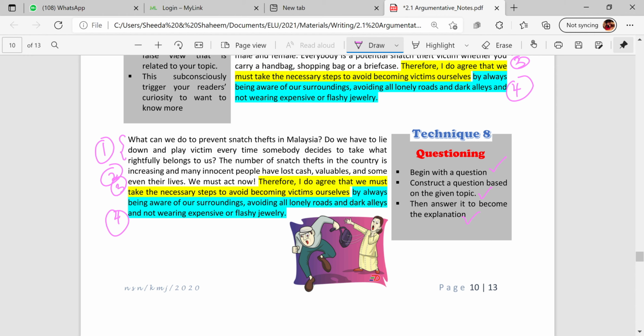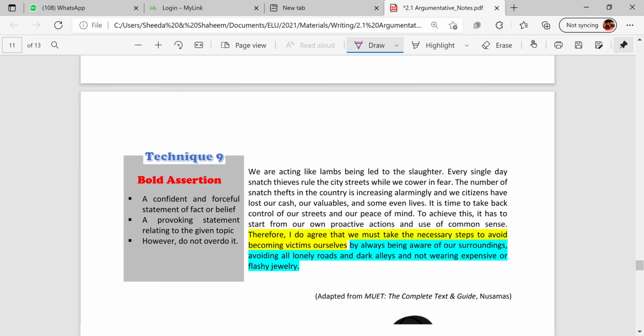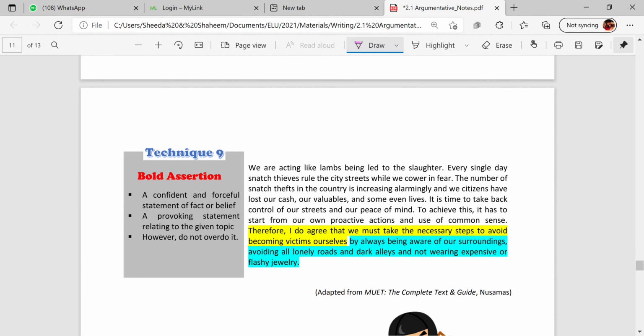Technique 8 is the questioning technique, the Z technique that I would highly suggest for you to begin your essay introductory paragraph. And lastly, technique 9, bold assertion, which is a confident and forceful statement of fact or belief. It is also very provoking. Okay, a bold statement is a provoking statement relating to the given topic.